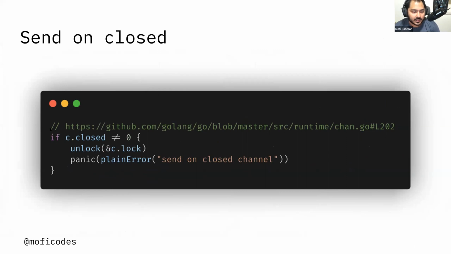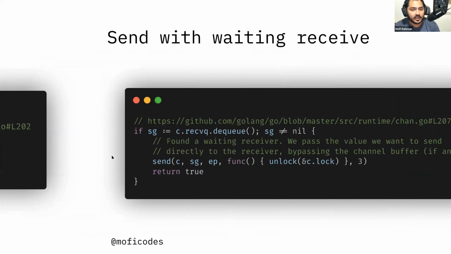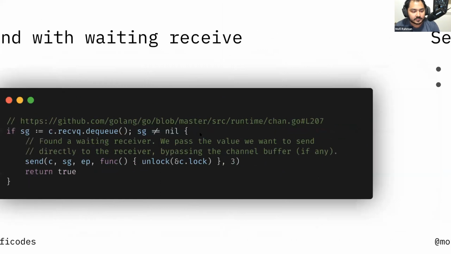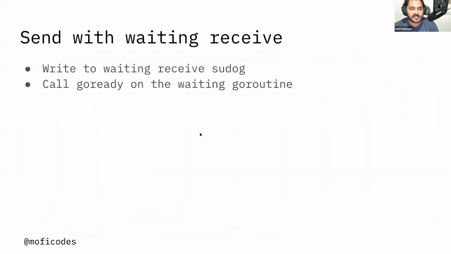Send on close, as we saw, if you try to send on a closed channel, we're going to get a panic. If you try to send with a waiting receiver, you immediately dequeue the waiting receiver and send the data to the right place. Send with a waiting receive: if a waiting receive exists, you can just write to the waiting receiver, the sudoG.